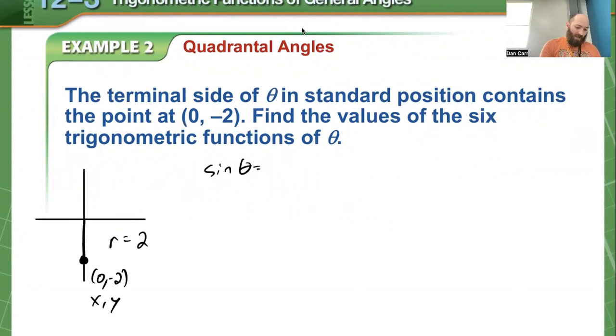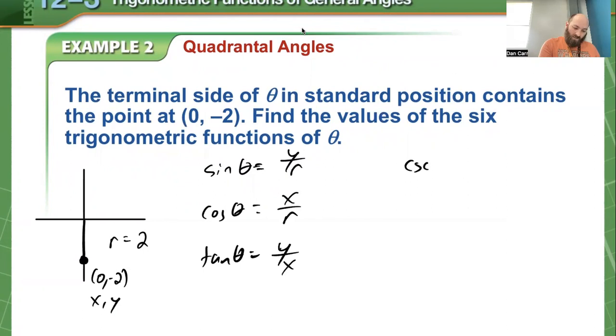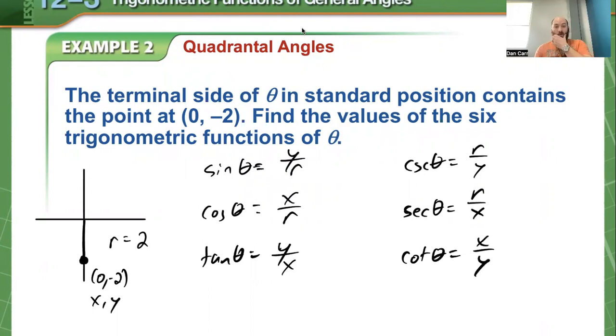So if I set up my 6 ratios, I'm going to set them up like I did before with the values. Sine is y divided by radius. Cosine is x divided by radius. And tangent is y divided by x. Cosecant is r divided by y. Secant is r divided by x. And cotangent is x divided by y. So that's what I'm going to do here. I'm going to do the same exact things with these numbers.